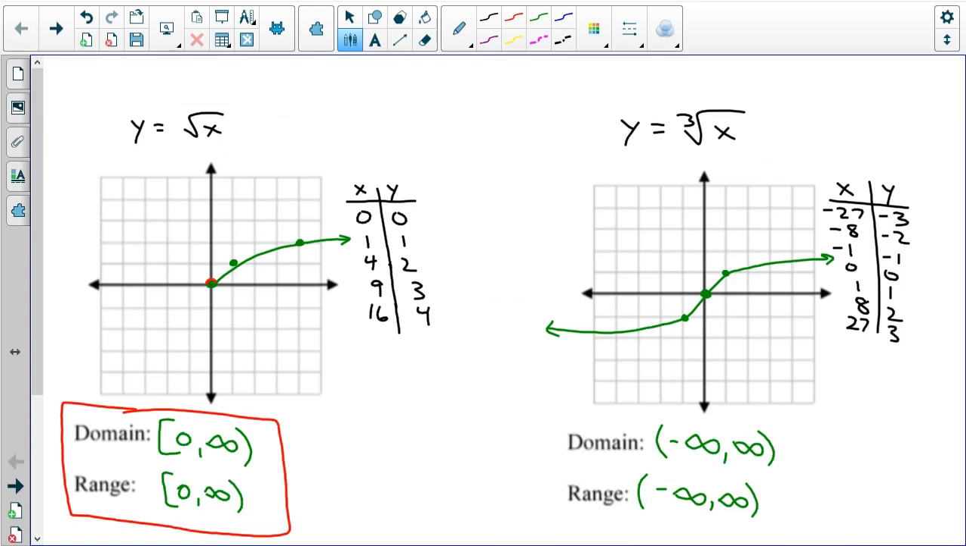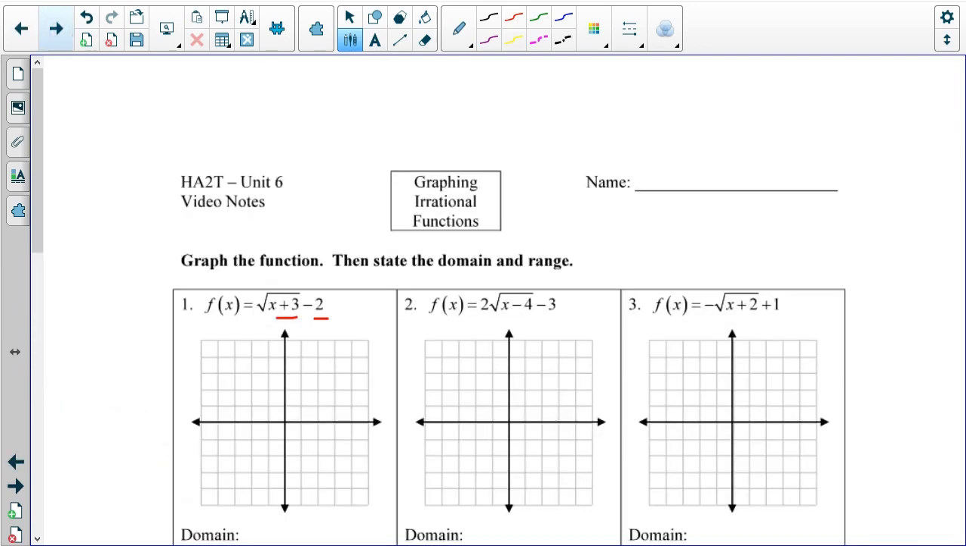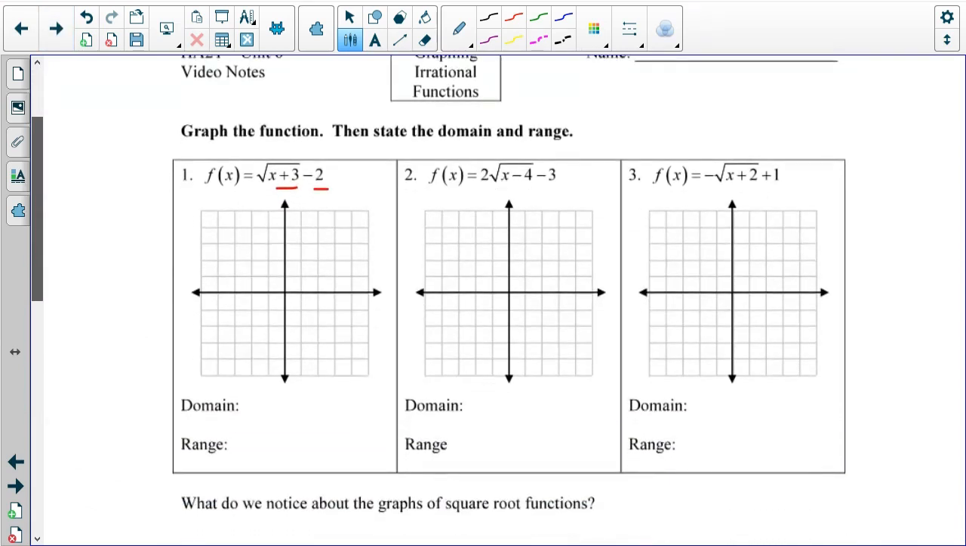So I'm going to take the main point of the original graph, shift it left 3 and down 2, and then the rest of the function is graphed the way it normally is. So if I look at this function, I'm at -3, -2. Then I go over 1, up 1, over 4, up 2, over 9, up 3 from my original point, and that's kind of what my graph looks like.